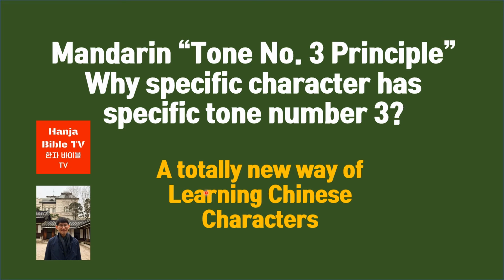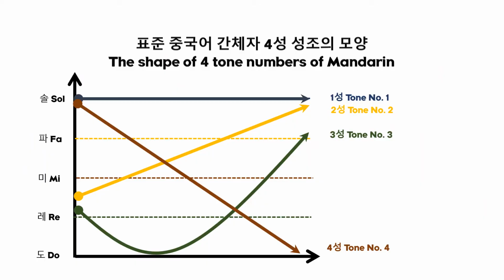We are going to look at why specific Chinese characters have specific tone number 3. We already looked at the tone number 1 principle and tone number 2 principle. So this time we are going to look at the tone number 3 principle. Please never mind, this is Korean language and in English. We are going to look at tone number 3. Yeah, this one.